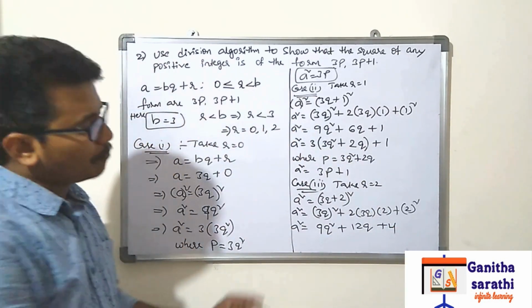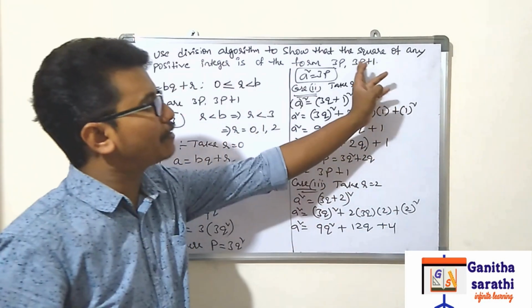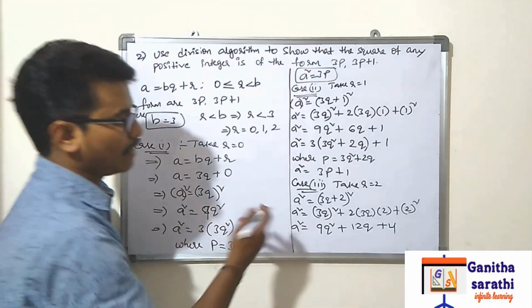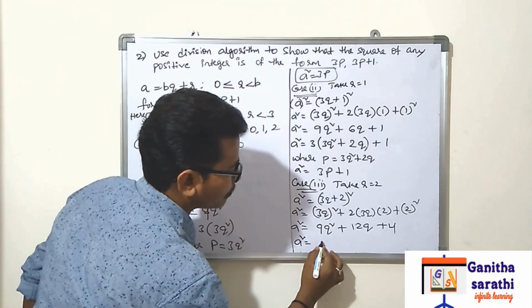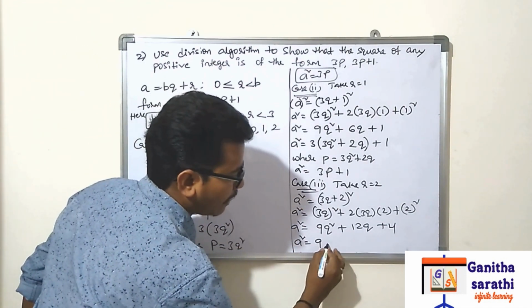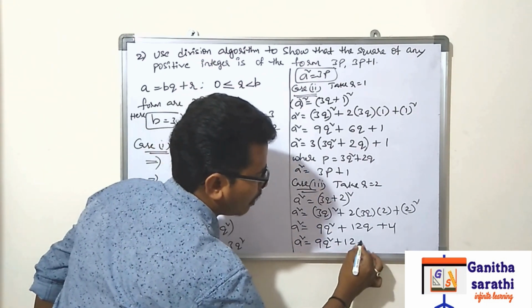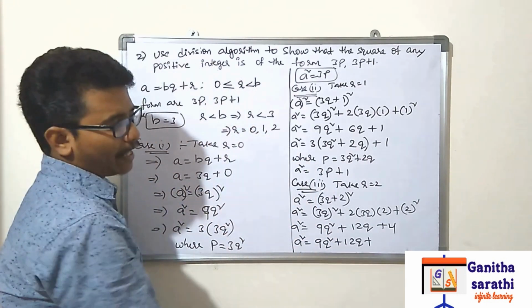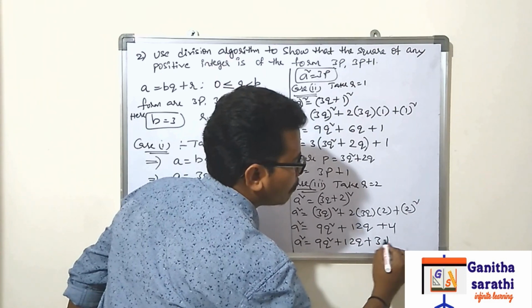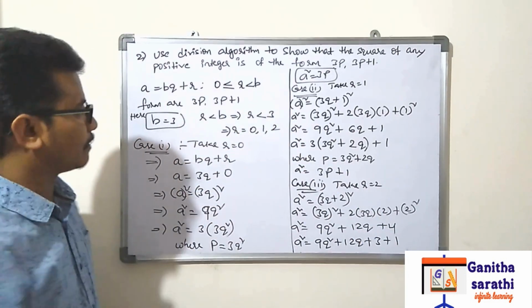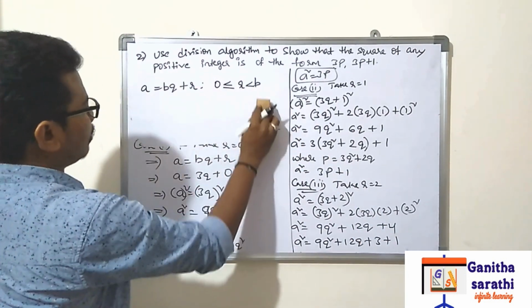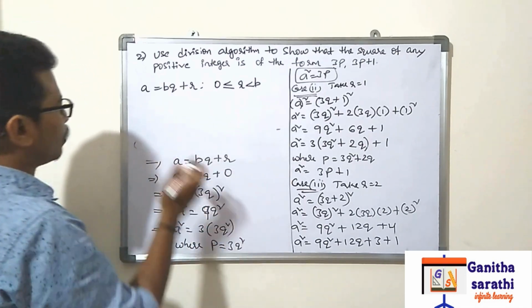So now we should make this one also in the form of 3p plus 1. How can we make it? See here. I am writing the equation as a square is equal to 9q square plus 12q plus, and I am taking this 4 as 3 plus 1. Why? See here.